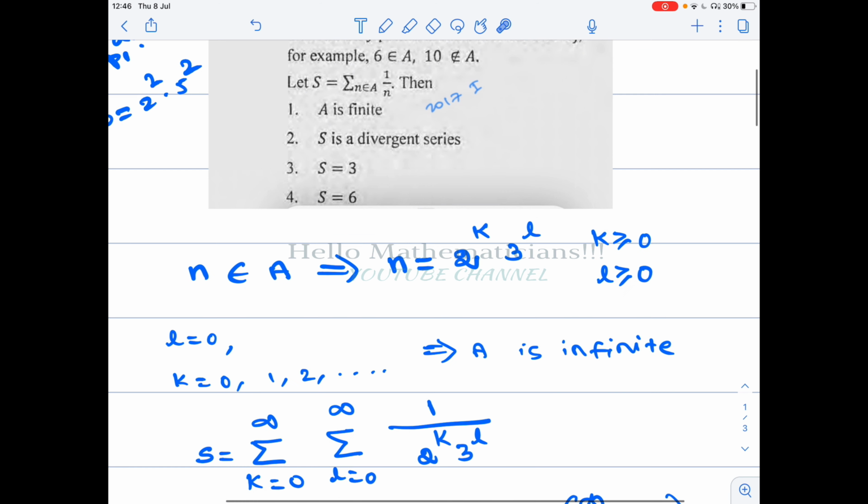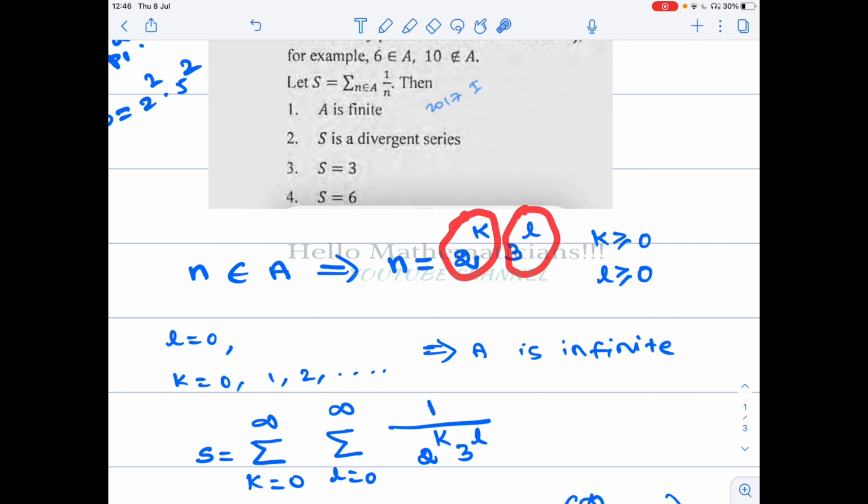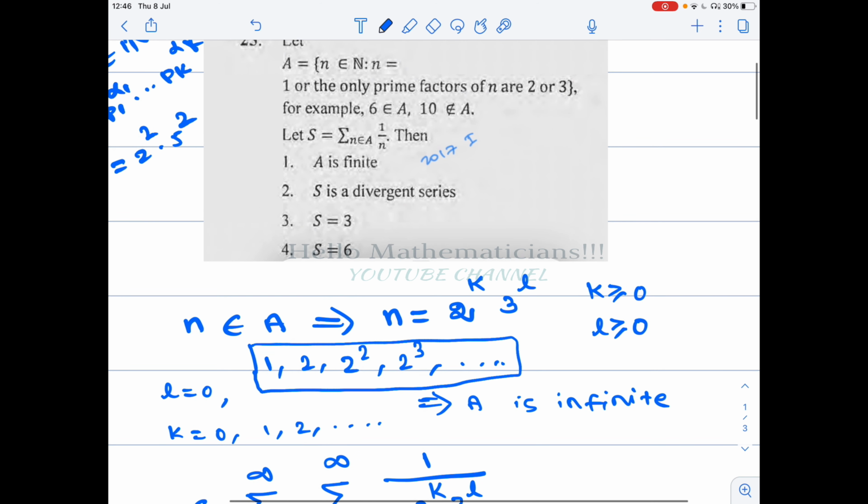Now you fix L equal to 0. Then this term will be 1 and you vary k to be 0, 1, 2, and so on. So 2 power 0 is 1, 2 power 1 is 2. What you get is 1, 2 power 1, 2 square, 2 cube, and so on. All these elements belong to A. So basically A is an infinite set. Therefore, the option that A is finite is wrong.